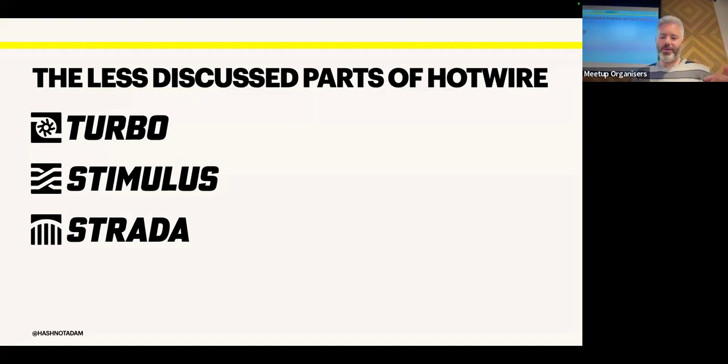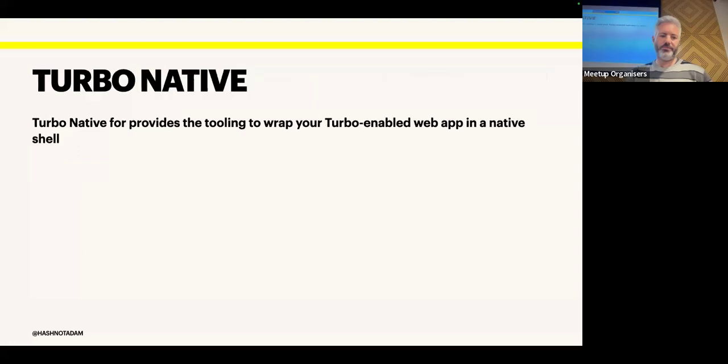But let's just take a moment to quickly revisit Turbo Native and Strata. We normally talk about Hotwire as a suite of web frameworks. Turbo Native, however, is the gateway to mobile application development. And so Native wraps your Turbo app in a web view to allow it to be seamlessly deployed on Android and iOS.